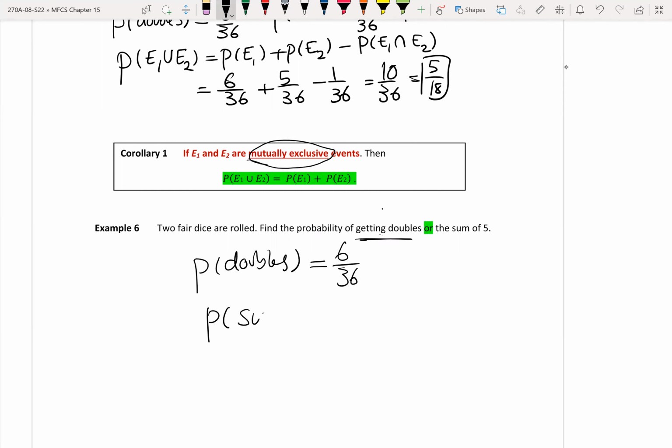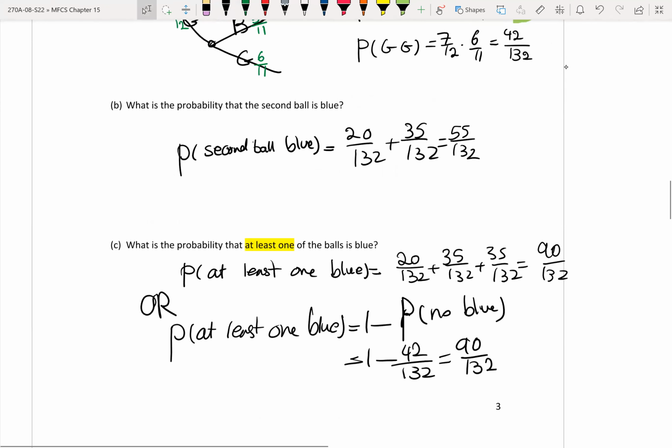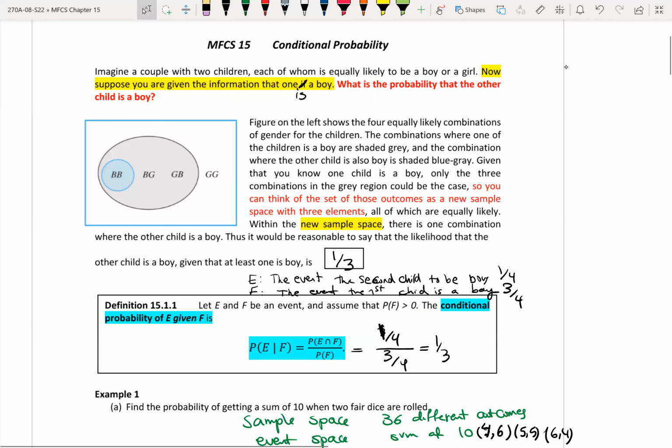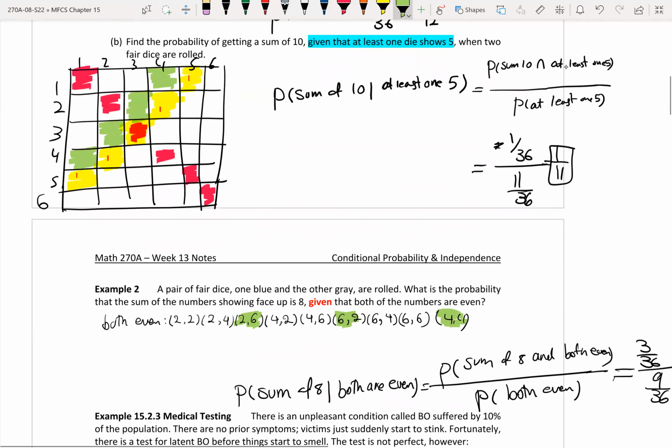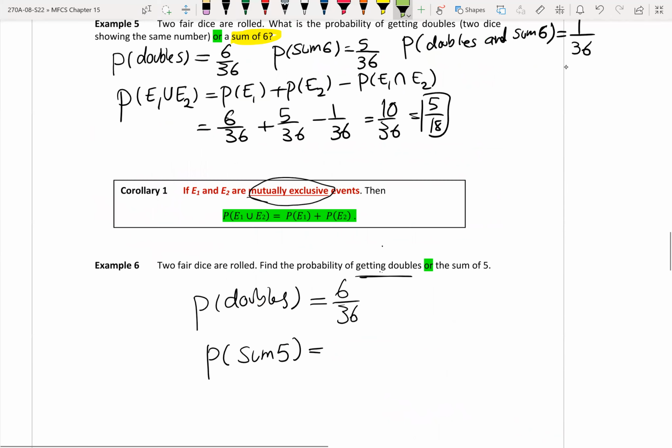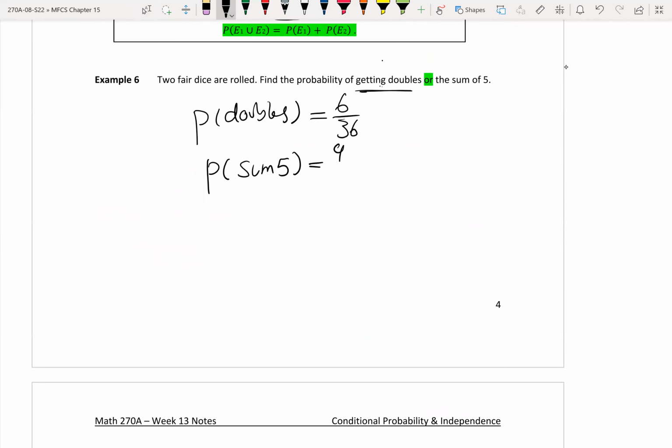Now the probability of sum 5. Let's go back to see on that chart. The sum of 5 is 4 and 1, 2 and 3, 3 and 2, and then 1 and 4. So 1, 2, 3, 4, it's 4 of them, so 4 out of 36. But do I have any case where I get a double and the sum is 5? No, there is a 0 case. So that's why they are mutually exclusive.